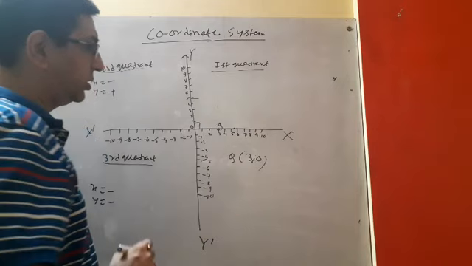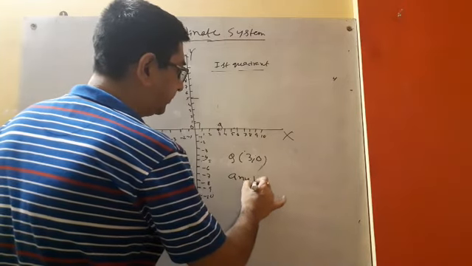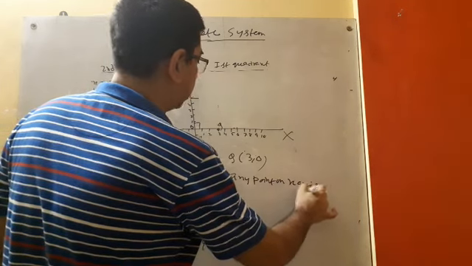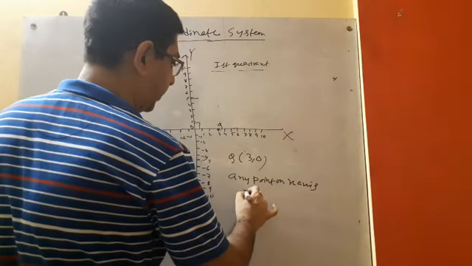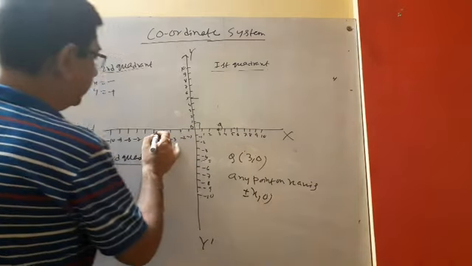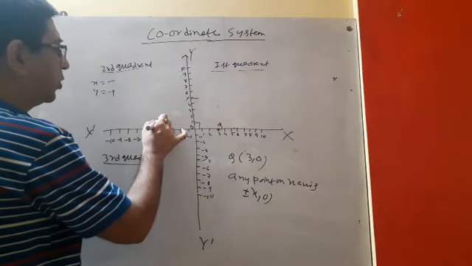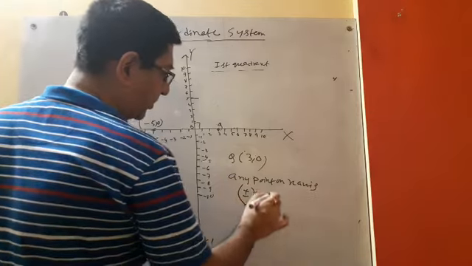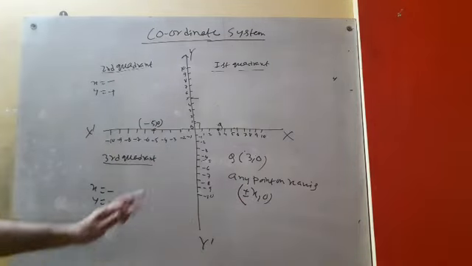So any point on x-axis is plus minus x, 0. It may be here, so it will be minus 5, 0. So any point on the x-axis is plus minus x, 0. That is, y part is 0.